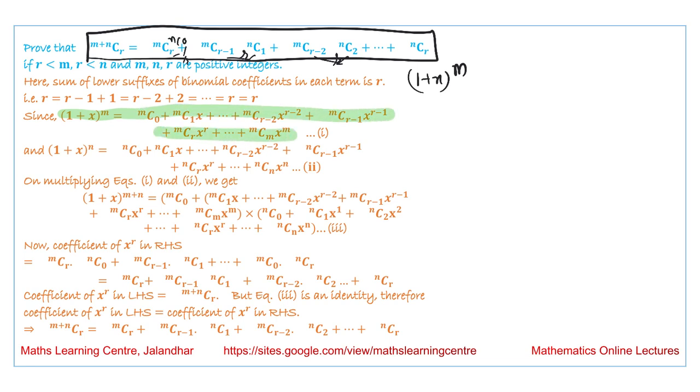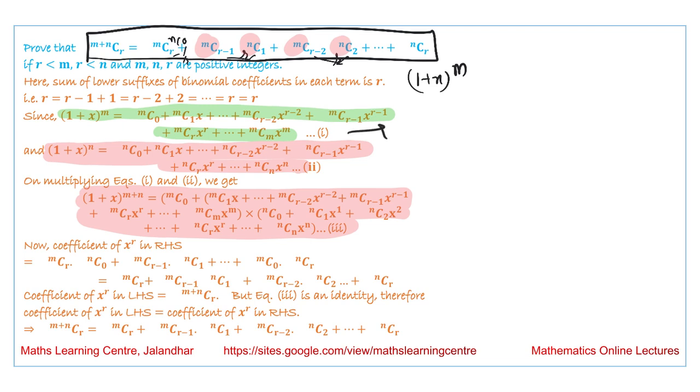We are going to write the expansion of (1 plus x) raised to the power n. We have two different coefficients over here, m and n. When we multiply these values, we obtain the answer in this form. We multiply these two equations. This is our first equation and this is our second equation. When we multiply both these, we get the answer in this form.